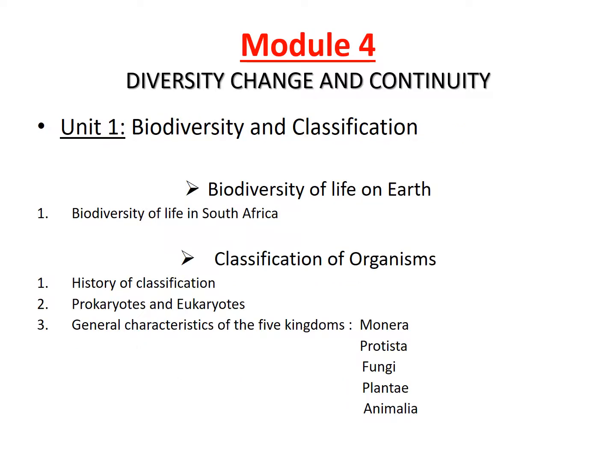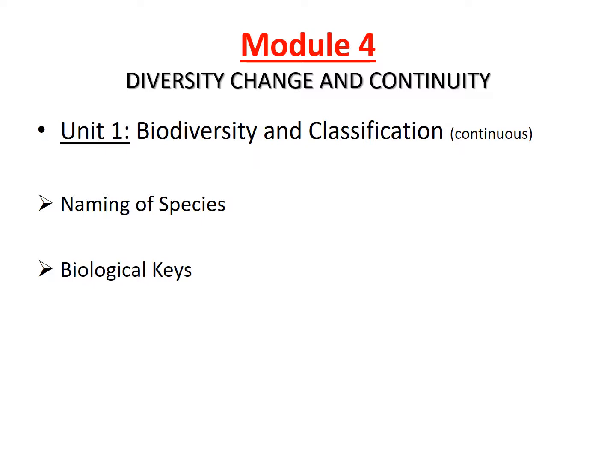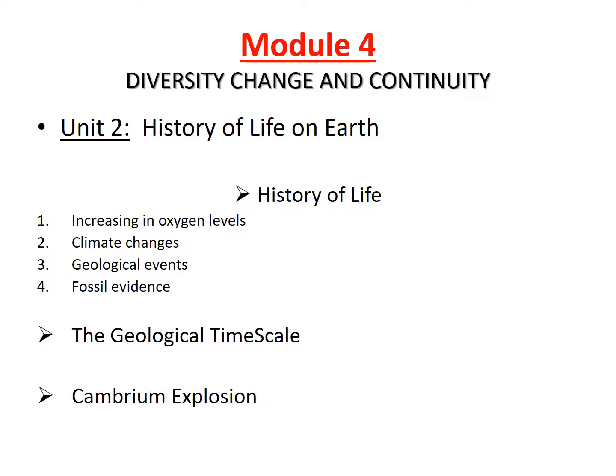And then term 4. Under term 4, we're going to be doing diversity, change, and continuity. So unit 1, we have biodiversity and classification. Here we're looking at biodiversity of life on Earth. And then we're going to look at the classification of organisms. And then we're going to look at naming species, and then we're going to do biological keys. That's unit 1.